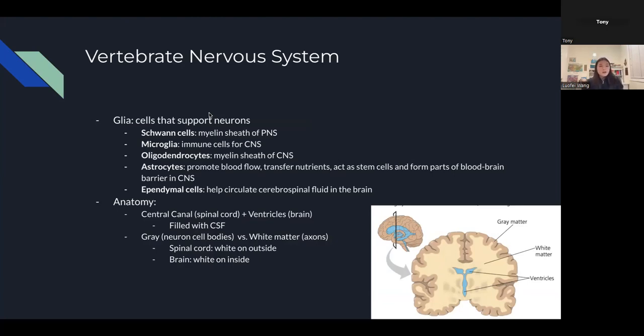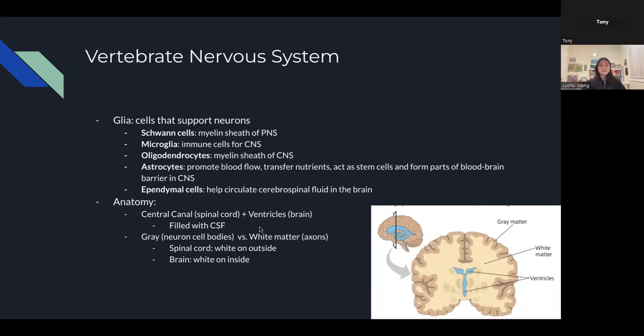Basically, in the brain there are gray and white matter. The gray matter is all the neuron cell bodies and the white matter is mostly axons. The spinal cord is white on the outside and gray on the inside. In the spinal cord there is the central canal, and the brain has a lot of ventricles, and they're filled with cerebrospinal fluid, which helps cushion the brain.